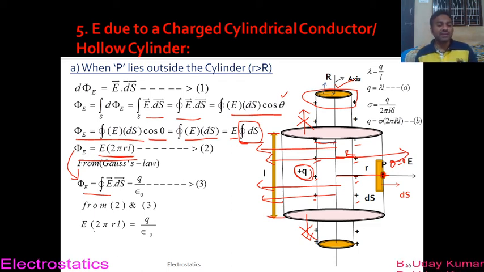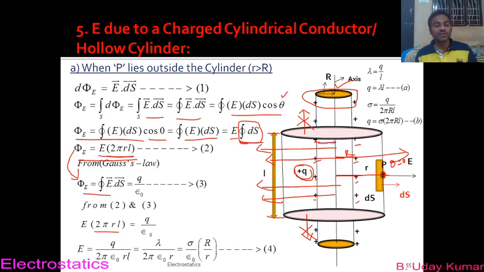So anyway, if I send 2 pi RL to the right hand side, I get E is equal to Q by 2 pi epsilon 0 times RL. And you already know that the linear charge density I can write as Q by L. So in place of Q by L, I can simply write lambda. If I write lambda in place of Q by L, E becomes lambda by 2 pi epsilon 0 R. That's it.